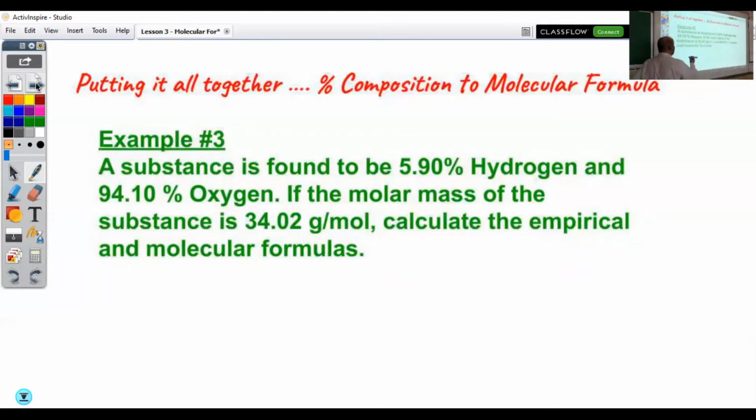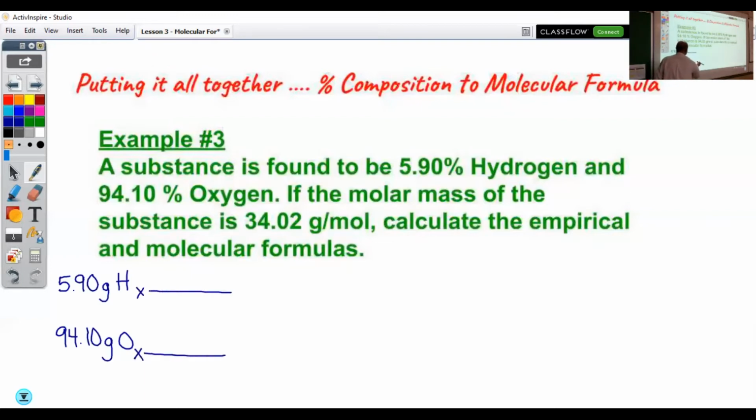Let's start off with our 5.90% hydrogen, which is going to become 5.90 grams of hydrogen. Our 94.10% oxygen is going to equal 94.10 grams of oxygen. So that's the percent to mass part. Now we're going to go from mass to moles. So we're going to need to look up their masses on the periodic table.